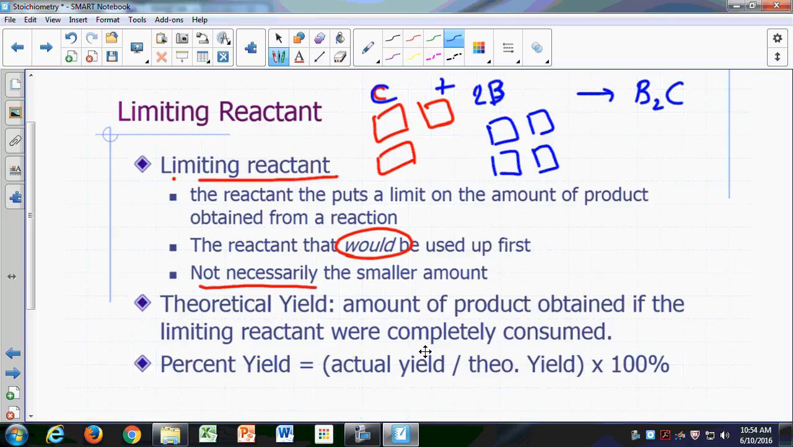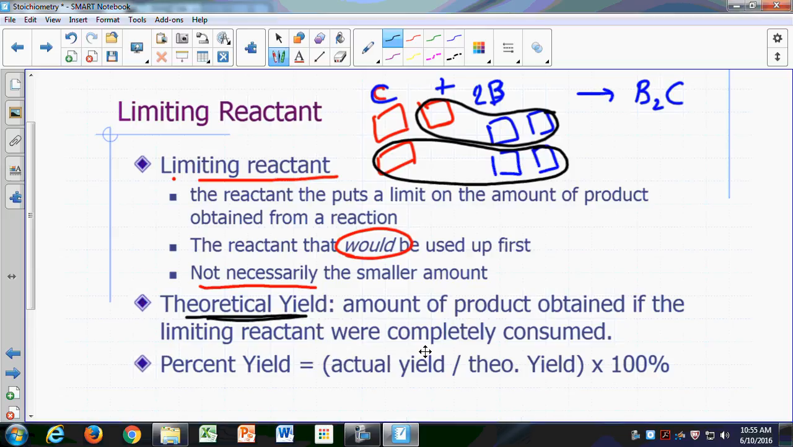Now I have 3 slices of cheese and 4 slices of bread. What's my limiting reactant? What's my limiting ingredient? Well, you could say these 2 slices of bread and that slice of cheese would give me 1 sandwich, and the other slice of cheese and 2 slices of bread would give me the other sandwich. So my maximum yield, my theoretical yield, the most I can make is 2 sandwiches. So I ran out of bread first.